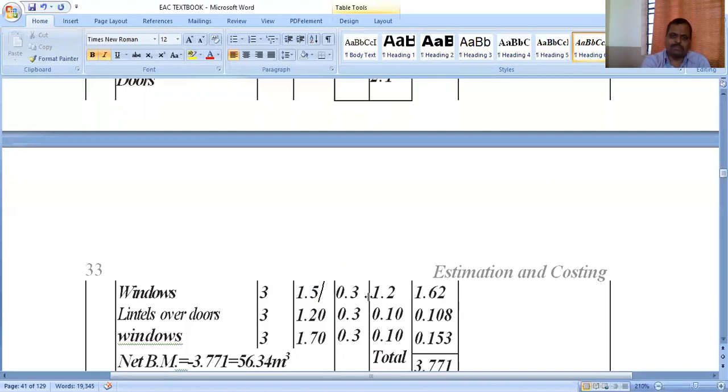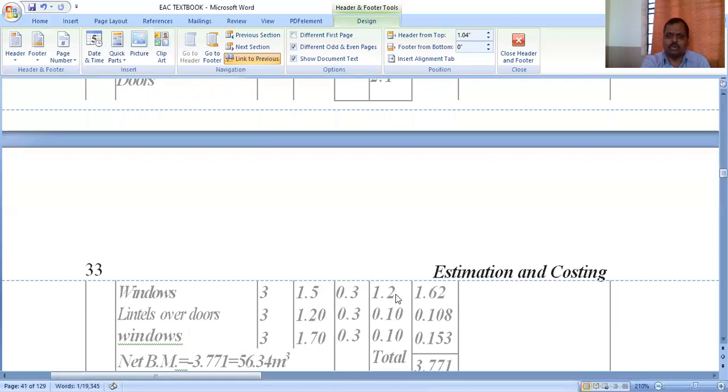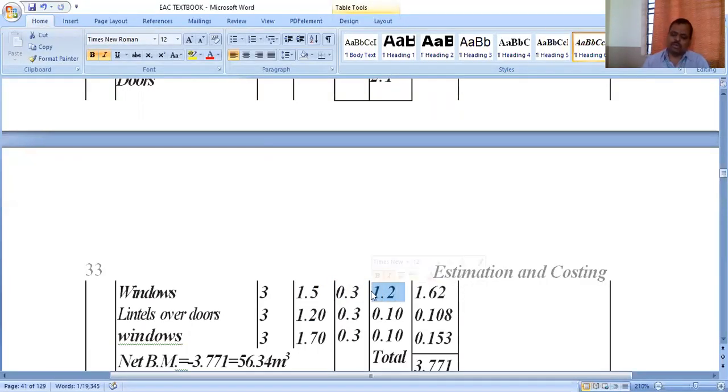Again, the width will be 0.3 meter, as the width of the brickwork is 0.3 meter. Whereas the height of the window is 4 feet, that is 1.2 meter, so I have taken it here as 1.2 meter. We'll multiply these 4 variables to get the quantity of deduction for the windows. So 3 multiplied by 1.5 multiplied by 0.3 into the height of 1.2 meter. It will be 1.62 cubic meter, which we have already written here.